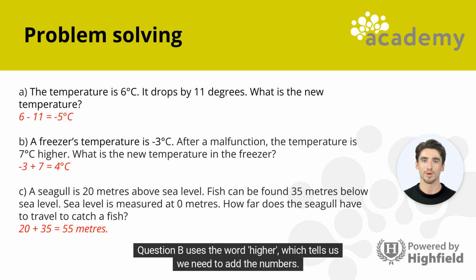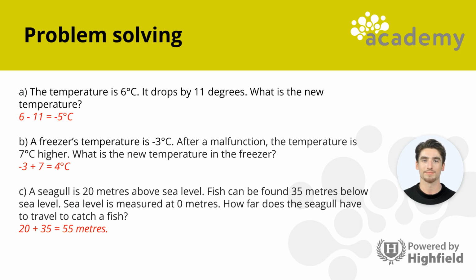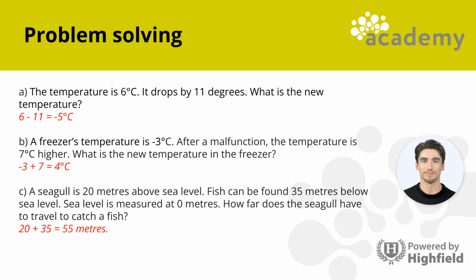Question B uses the word higher, which tells us we need to add the numbers. The starting temperature was minus 3 degrees Celsius, and the change was 7 degrees Celsius. Therefore, we need to calculate minus 3 plus 7, which gives us an answer of 4 degrees Celsius.